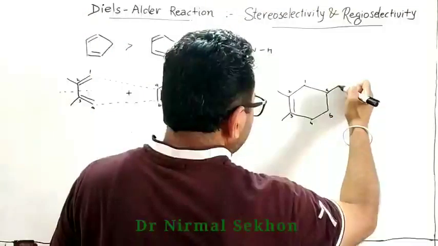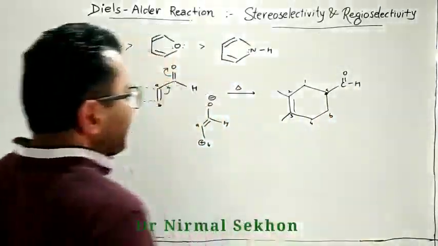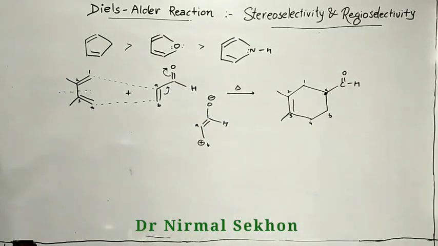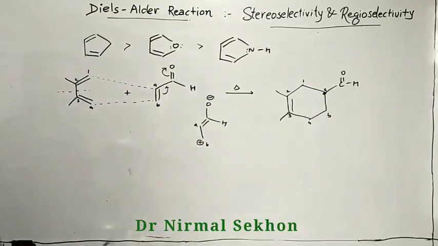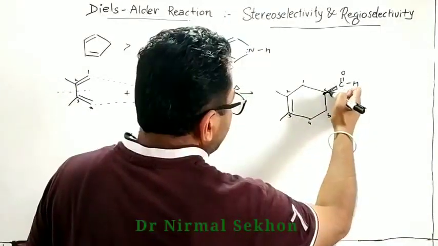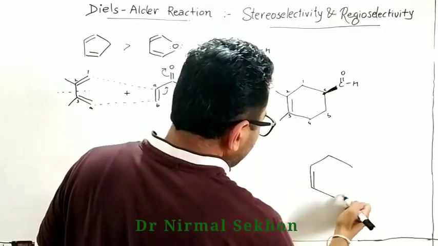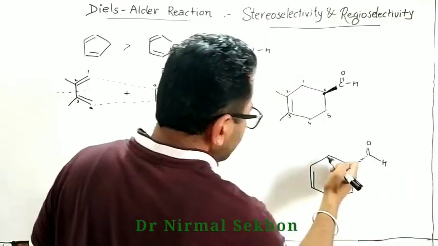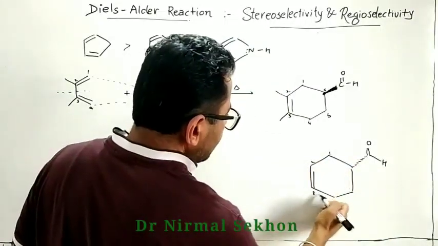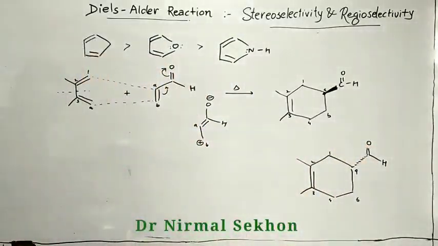Now if there is an aldehyde group like this, this carbon marked A becomes chiral. So we have two isomers. Either this CHO group is above the plane like this, or it may be below the plane like this. Okay, so this is your 1, 2, 3, 4. This is your A, this is your B. So either of these two products is possible.